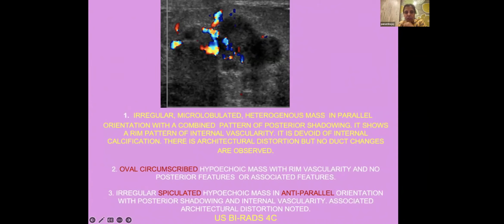It's in parallel orientation, long axis, skin surface. It shows a combined pattern of posterior shadowing. Some parts are shadowing, some parts are enhancing behind the mass, or posterior to it. It shows a rim pattern of vascularity. This is called a rim pattern. Can you see this? There's a rim here of internal vascularity.